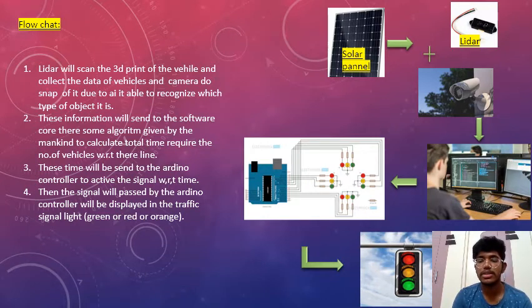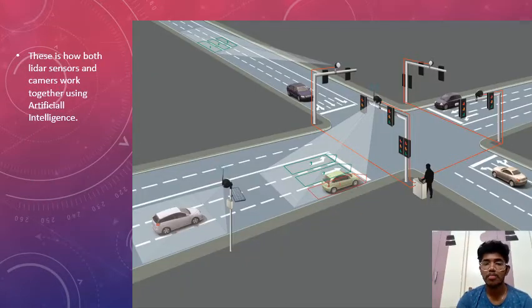Then this information will be sent to the computer code where some algorithm will be executed to find out the particular time with respect to their path. Then this time will be sent to the Arduino controller which changes the signals with respect to the given time. This is how both the LiDAR sensors and camera work together using artificial intelligence in my product design, which is able to reduce the time in the traffic along their path with respect to the number of vehicles.